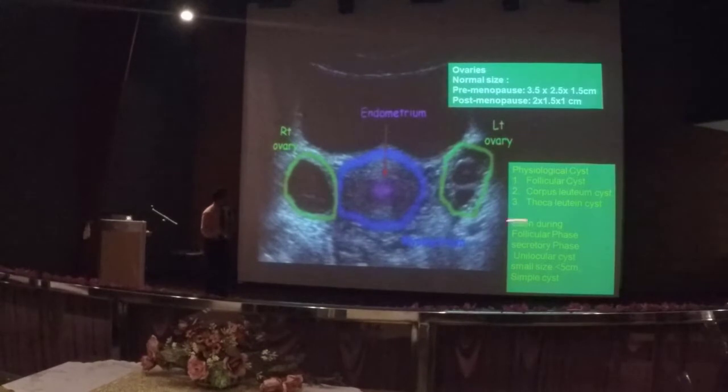So this cyst could still be a normal finding in a normal pelvic scan, depending on what phase of the menstrual cycle you are scanning, right? But you should not have this in a post-menopausal lady. Post-menopausal there is none, right?